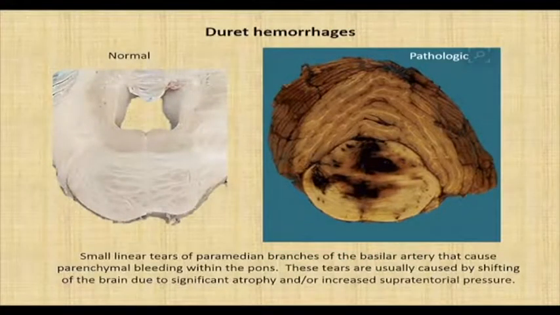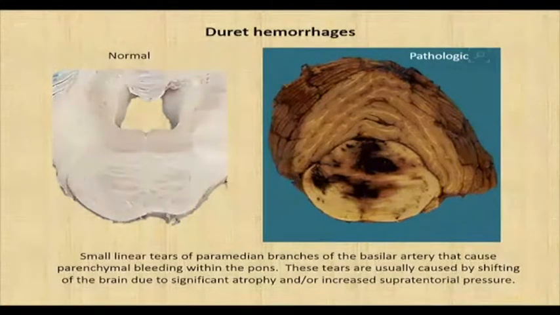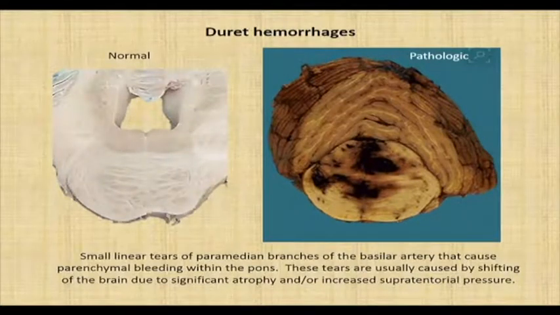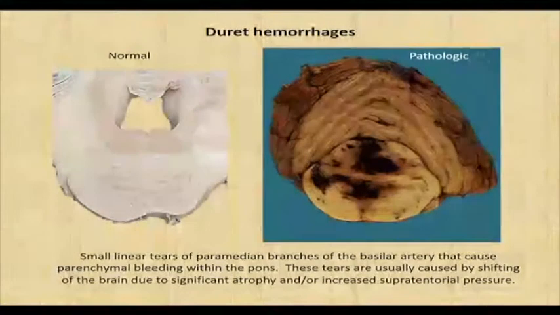Okay, I want to talk about Duret hemorrhages, just because I was trying to think of some clinical application that you might see. And I see these a lot when I'm cutting brains. They're little tiny hemorrhages that occur in those penetrating branches from the basilar artery.